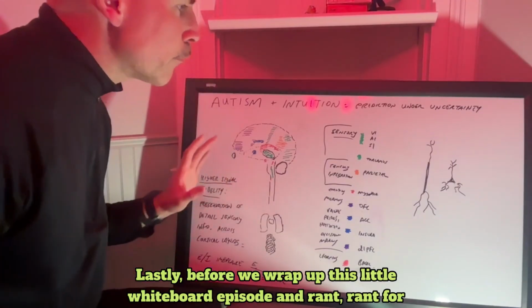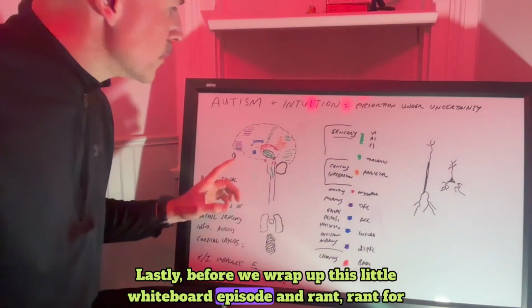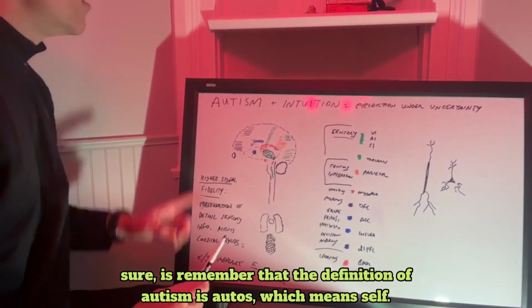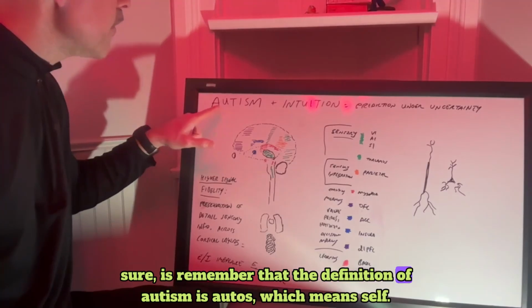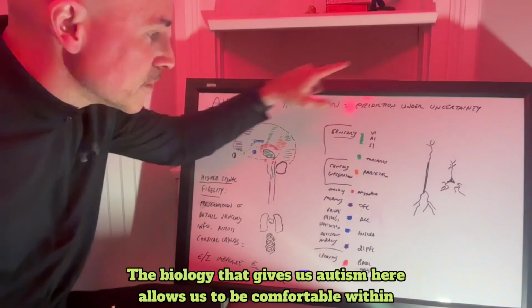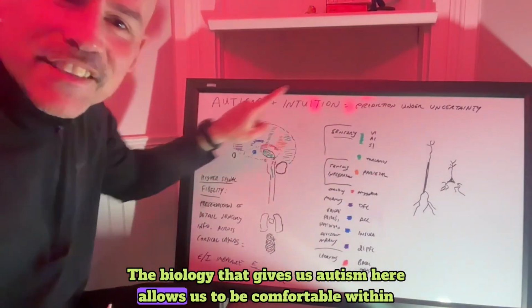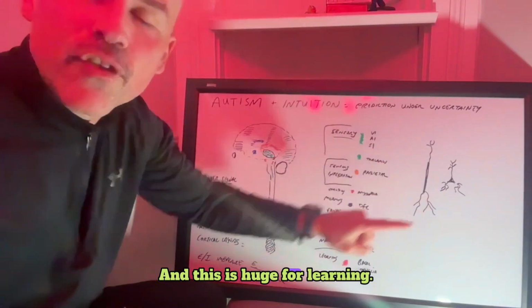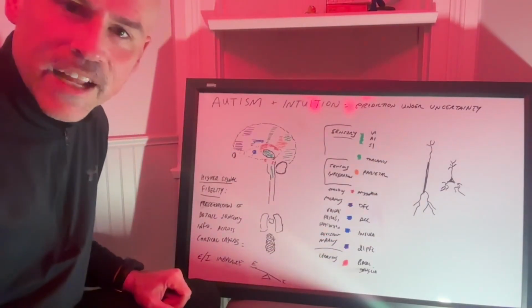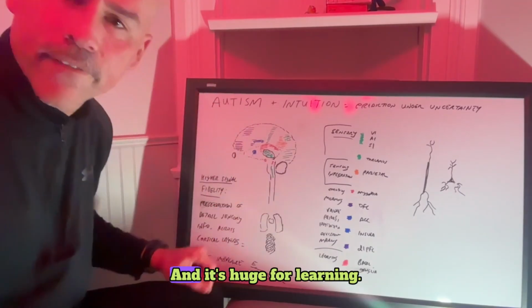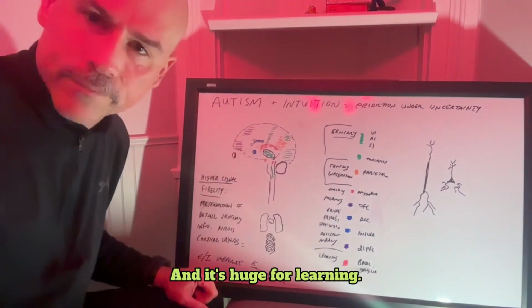Lastly, before we wrap up this little whiteboard episode and rant for sure, remember the definition of autism is autos, which means self. The biology that gives us autism allows us to be comfortable within ourselves. And this is huge for learning.